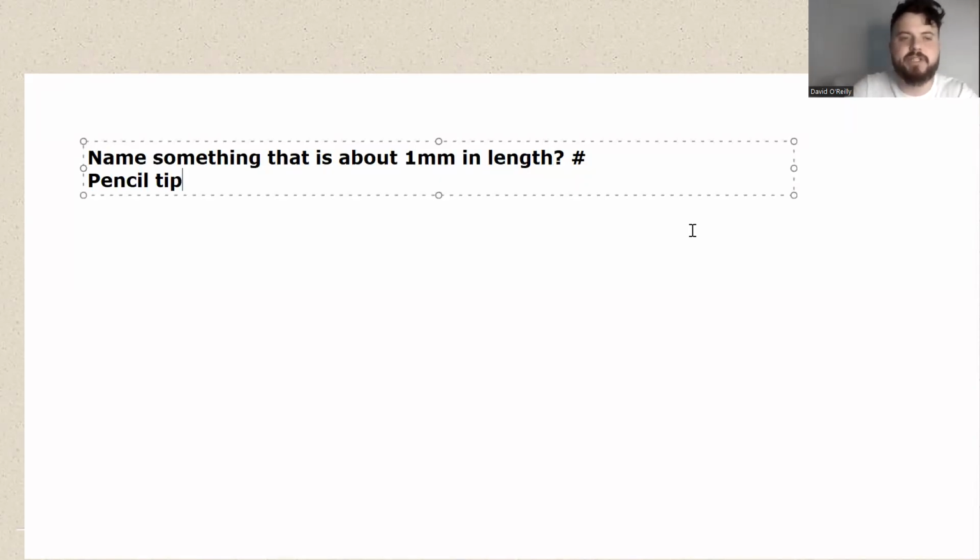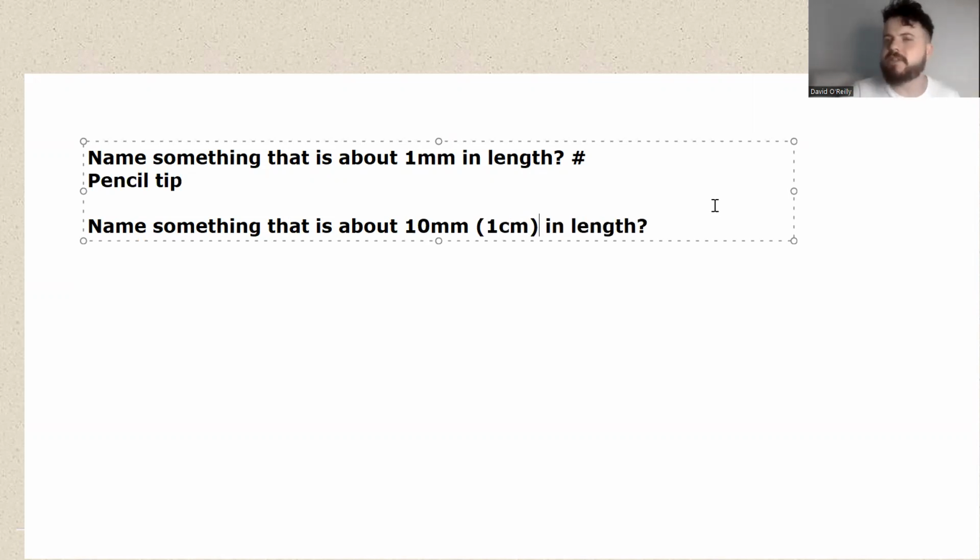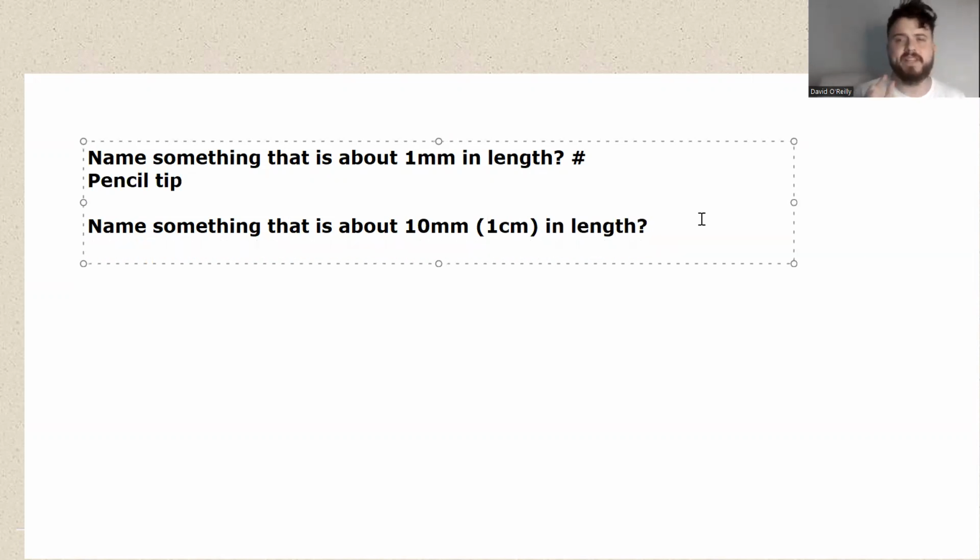Okay. Next question is name something that is about 10 millimeters in length, or 1 centimeter. They mean the same thing, remember? Okay, so can you name it? What was the thing in this video that is 1 centimeter or 10 millimeters in length? 3, 2, 1. The answer is the width of a fingernail.